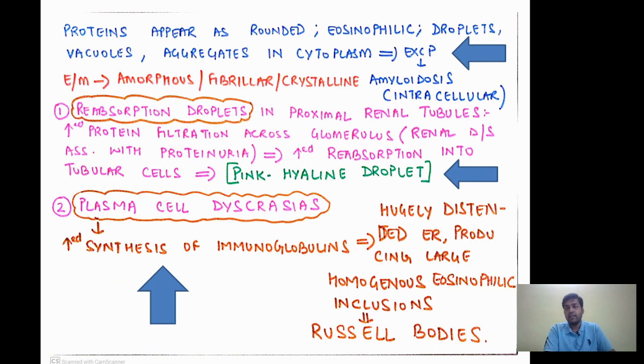Now, plasma cell dyscrasia. What do you mean by plasma cell dyscrasia? All the diseases, conditions, or tumors of the plasma cell are called plasma cell dyscrasia. Usually in plasma cell dyscrasia, there is an increased synthesis of immunoglobulins, and these immunoglobulins are synthesized within the endoplasmic reticulum, leading to a hugely distended endoplasmic reticulum, which appears as large eosinophilic homogeneous inclusions. This distended endoplasmic reticulum is called Russell bodies. You have to understand this very importantly. These Russell bodies are very important.